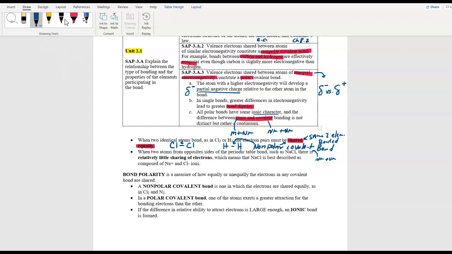When two atoms are on opposite sides of the periodic table, as we know with sodium chloride, this is when you get the ionic characteristics.